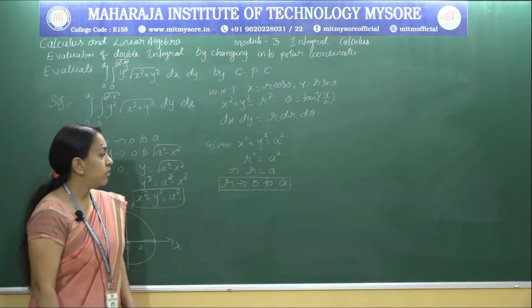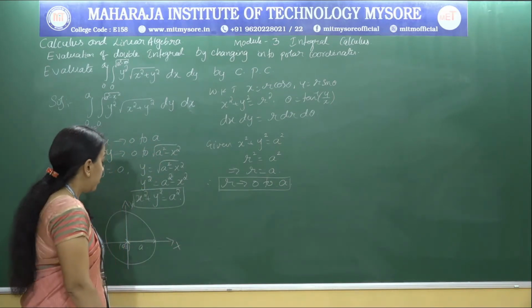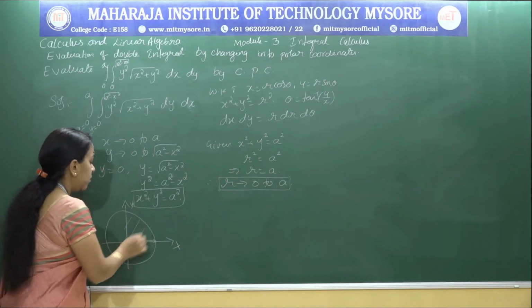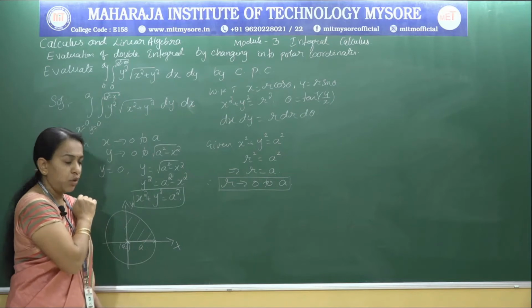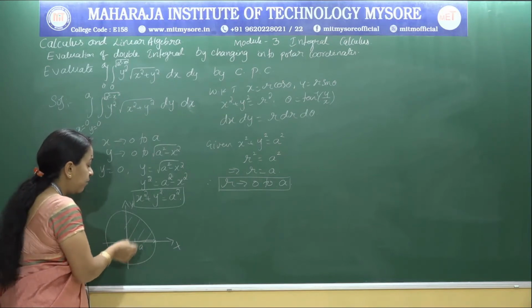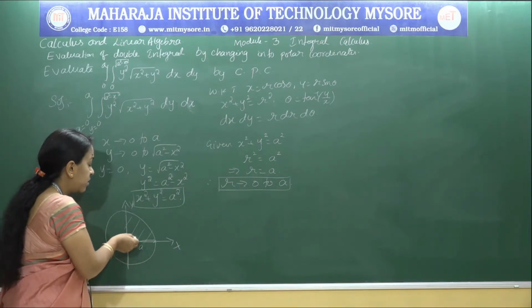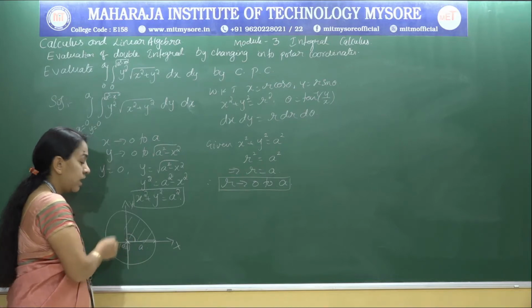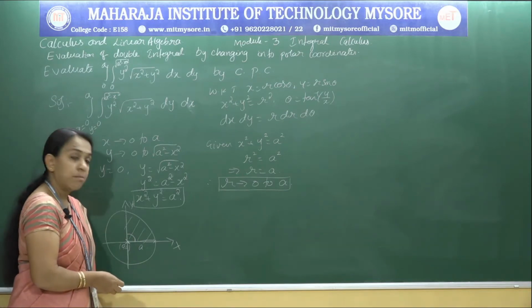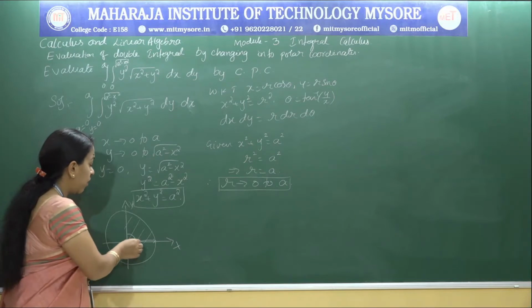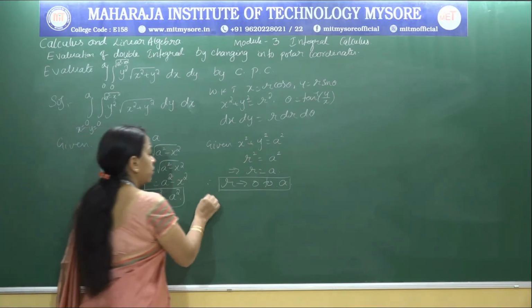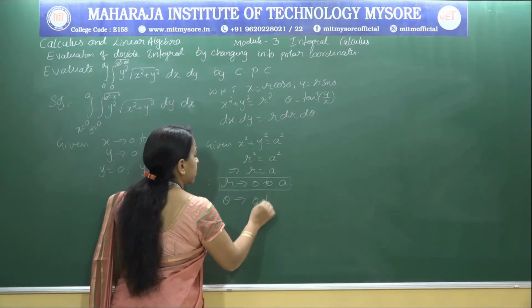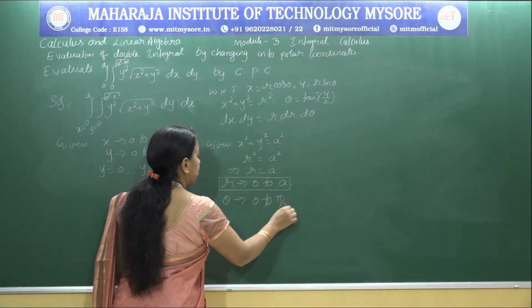Next, to obtain the theta limit, from the figure we have both x and y varying from 0, that means it starts from here. So y varies from 0 to the y axis, that is nothing but pi by 2. Therefore theta varies from 0 to pi by 2 only.